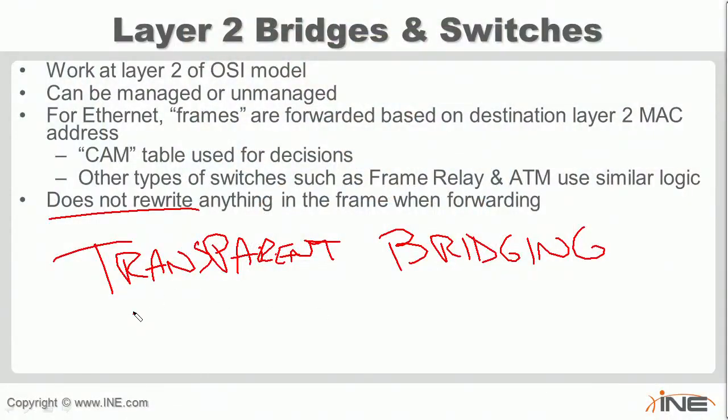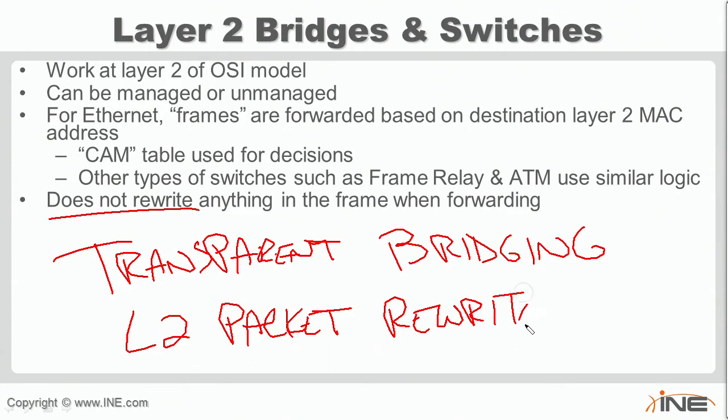It's going to be building a new layer 2 header. Like if I'm going from Ethernet to Frame Relay, or I'm going from wireless to Ethernet, the router's going to have to change the frame formats, which is sometimes known as the layer 2 packet rewrite. But layer 2 switches don't do this. The only thing they need to know is where the packet is going, what the destination is, and then it's going to move it out a different interface based on this MAC address table, or the CAM table.